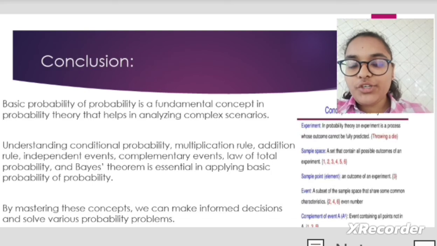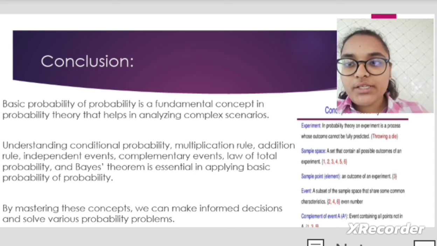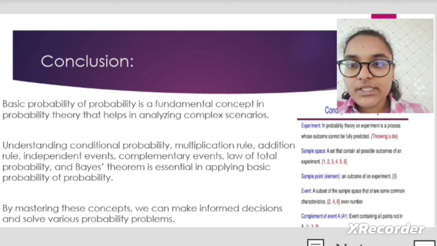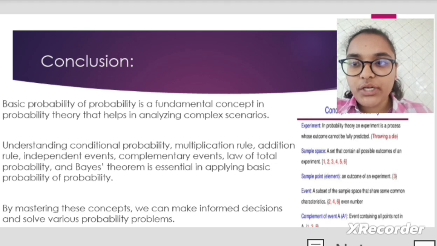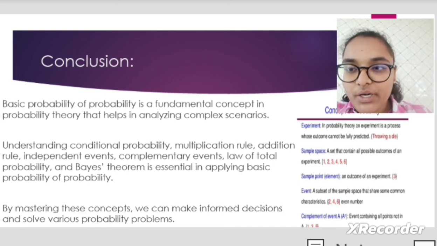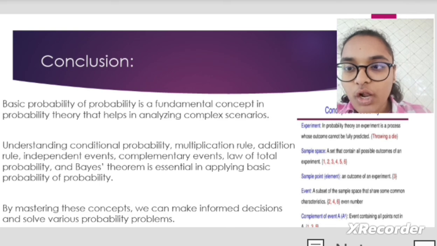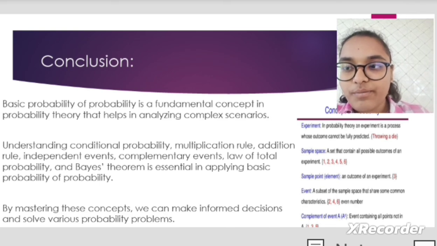Now, we reached the last part of the session, that is conclusion. Basic probability is a fundamental concept in probability theory that helps in analyzing complex scenarios. Understanding conditional probability, multiplication rule, addition rule, etc. in this session, and by applying these concepts we can make informed decisions and solve various probability problems.